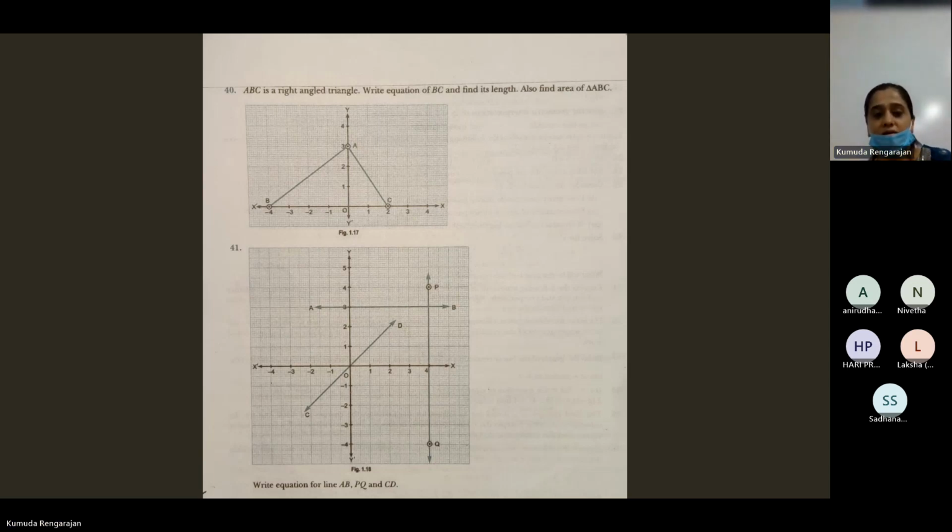Okay. So equation of BC, BC lies on the x-axis. So its equation is y is equal to 0.